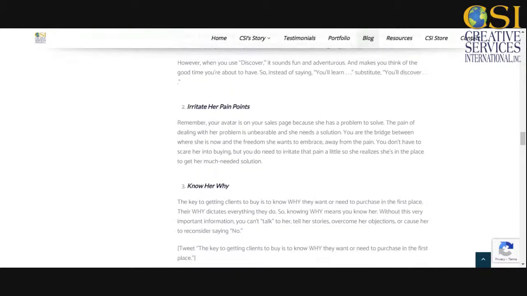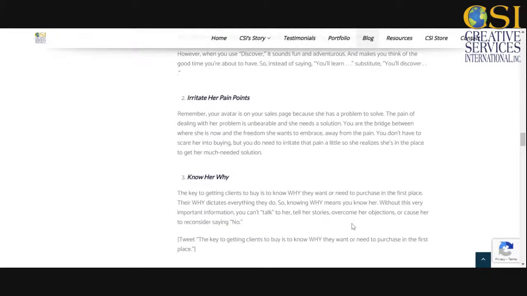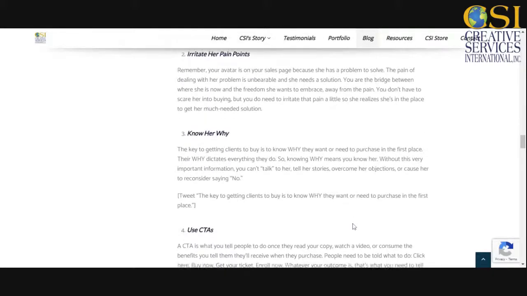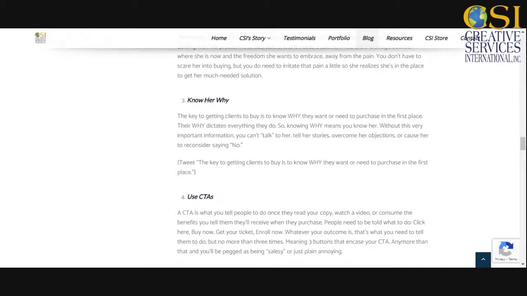The other thing, and this has to do with the sales points on a landing page, you need to irritate the pain points that you're trying to get across. Why would somebody need this, want this, buy this, download this? Why? What are the pain points that are leading up to them coming in and doing this? The other thing is know their why. Why are they here? Why are they even looking at purchasing, consuming, buying, downloading, whatever it is?